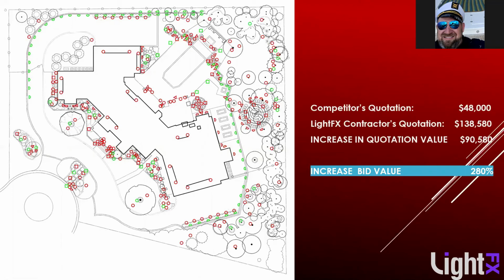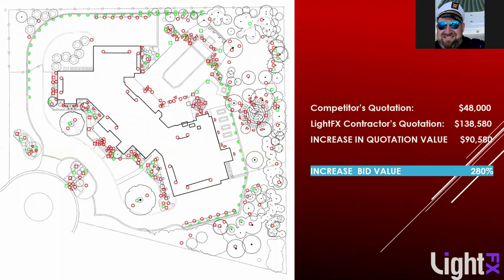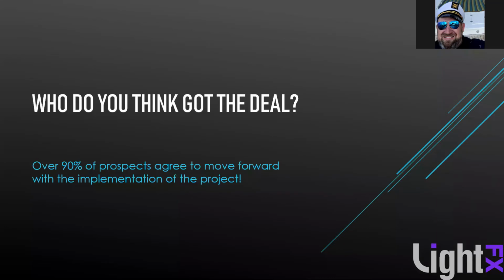And you know what? The client understood, because of the process, he understood the difference. He knew that the other design, even though it was cheaper, was not going to do justice to the house or to the landscape. So who do you think got the job? Obviously.